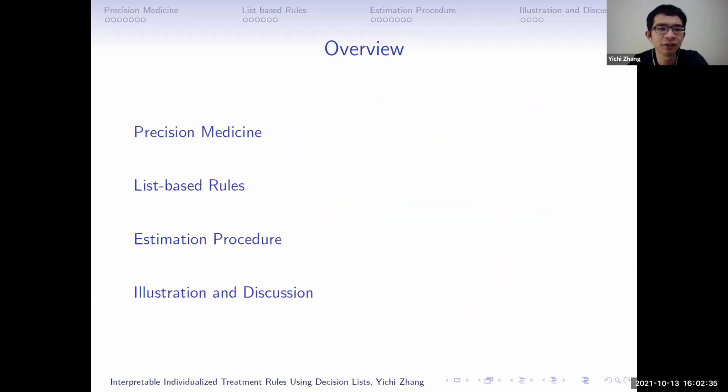I will first give an overview about what precision medicine is and how we formulate a mathematical framework for precision medicine. And then I will introduce the concept of list-based rules and talk about how it could promote interpretability in precision medicine. And then I will move into the technical details about how we are going to use data from either clinical trials or observational studies to estimate those list-based rules. And finally, I will conclude my talk with an illustration on a real data set and some discussion about the methods.